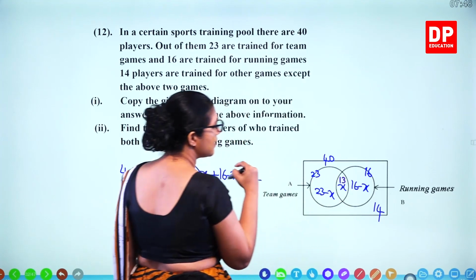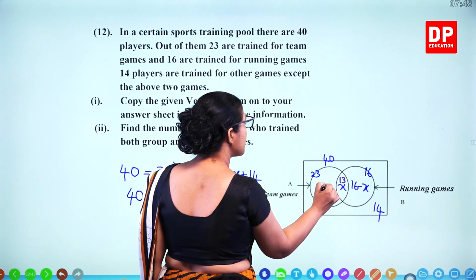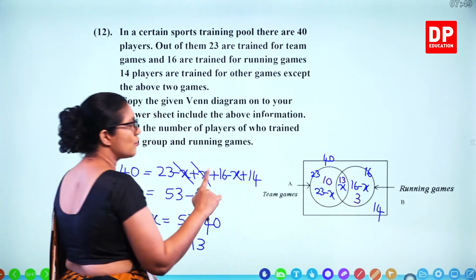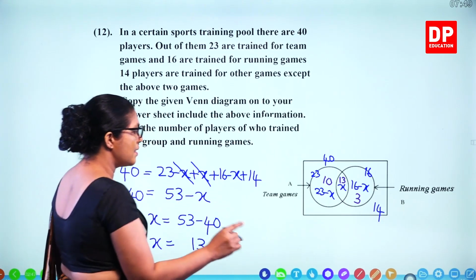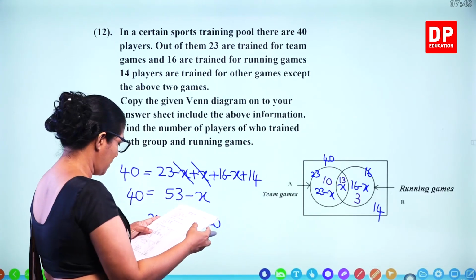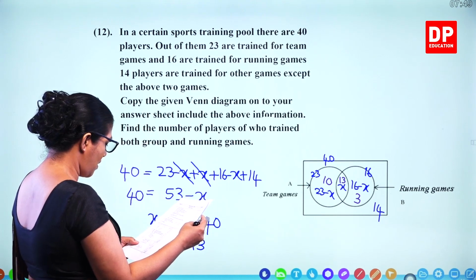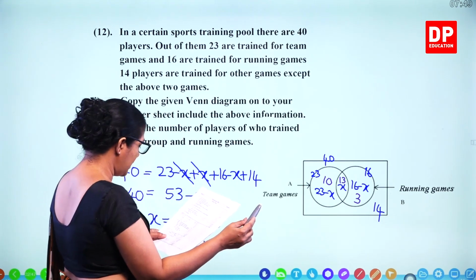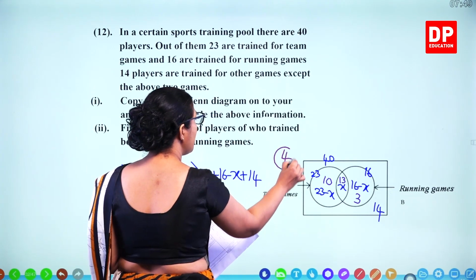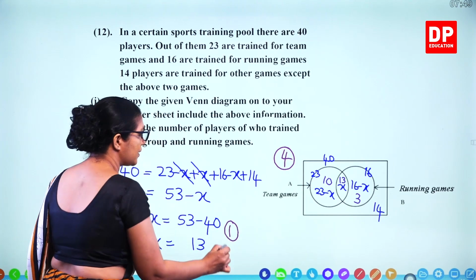This is 13. If this is 13, so 23 minus 13, that's 10. 16 minus 13, that's 3. So you can find out the other numbers. Let's give marks. So you are getting 4 marks for showing all these values, 10, 13, 3. So 4 marks for this diagram. And finding 13, 1 mark.